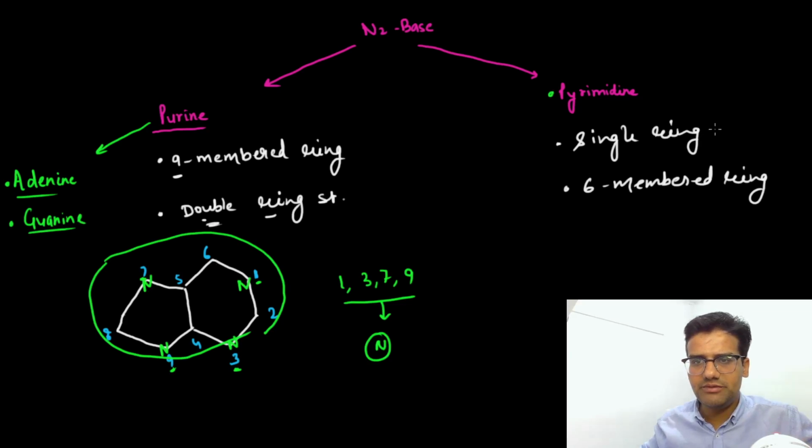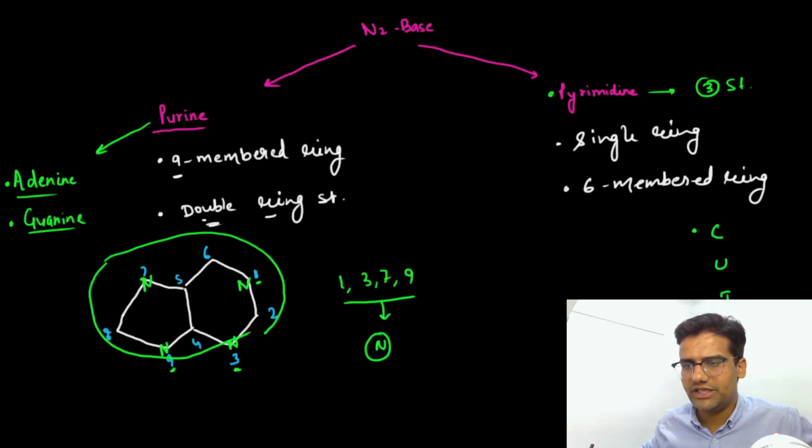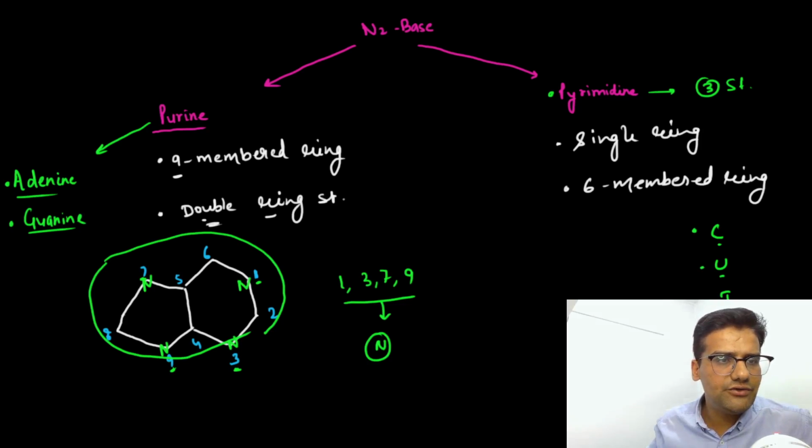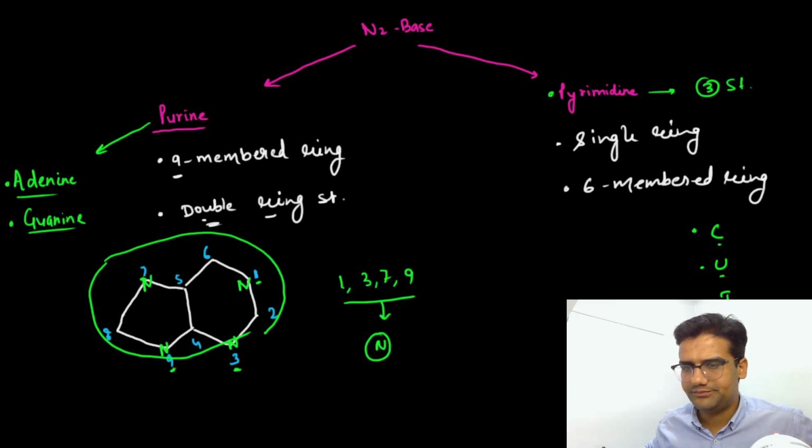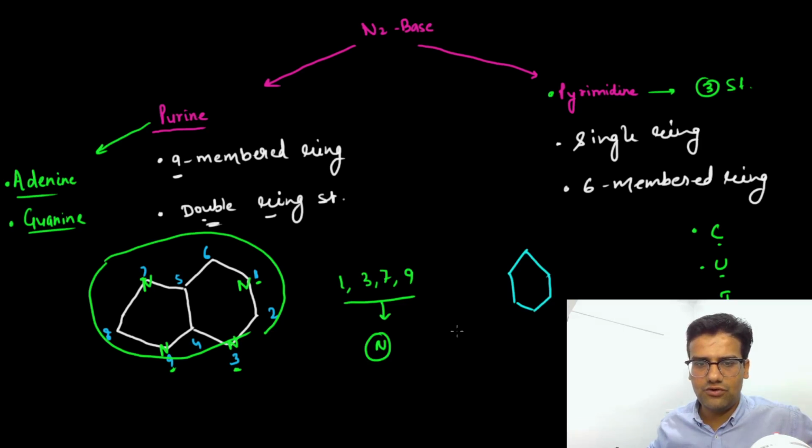If we talk about the pyrimidine, pyrimidine can be further derived into three structures. We will study these structures. These structures are cytosine, uracil, and thymine. As you know, this is a 6-membered ring structure. The purine structure contains nitrogen at 4 places, that is 1, 3, 7, and 9.